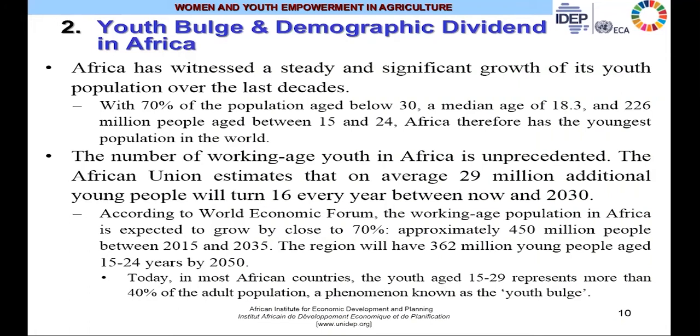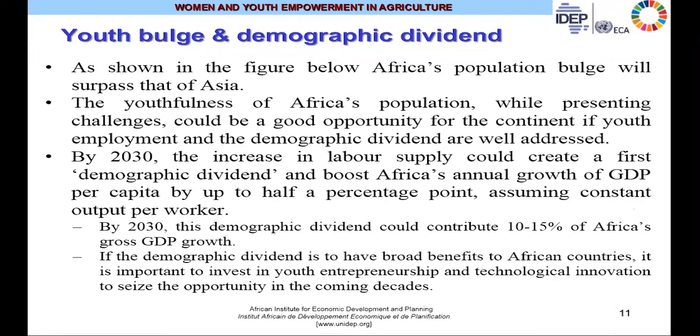The African region will have 362 million young people aged between 15 and 24 years by the year 2050. This is a tall order for the continent. Today, in most sub-Saharan African countries, the youth aged between 15 and 29 represents more than 40% of the adult population. This phenomenon is known as the youth bulge. As shown in the figure that we shall present shortly, Africa's population bulge will surpass that of Asia by the year 2050. The youthfulness of Africa's population, while presenting challenges, could be a good opportunity, however, for the continent if youth employment and the demographic dividend are well addressed.